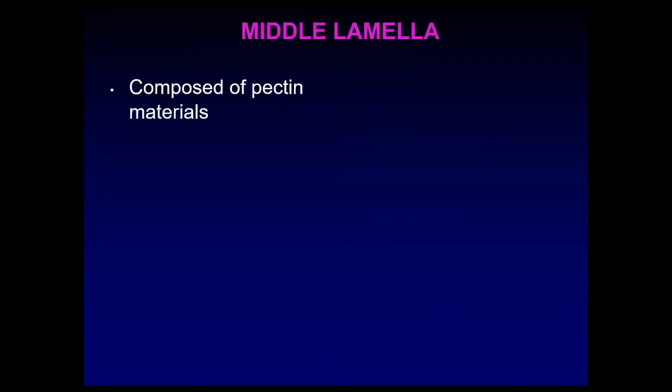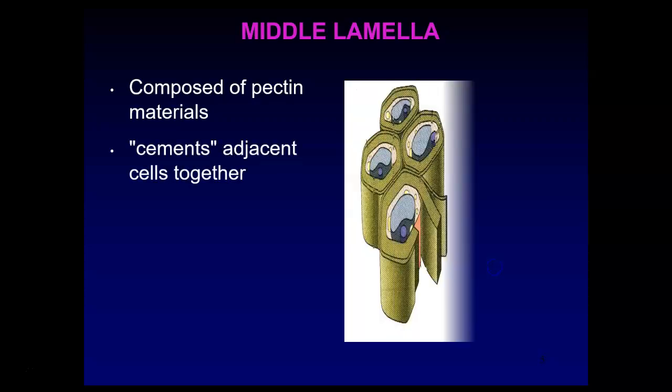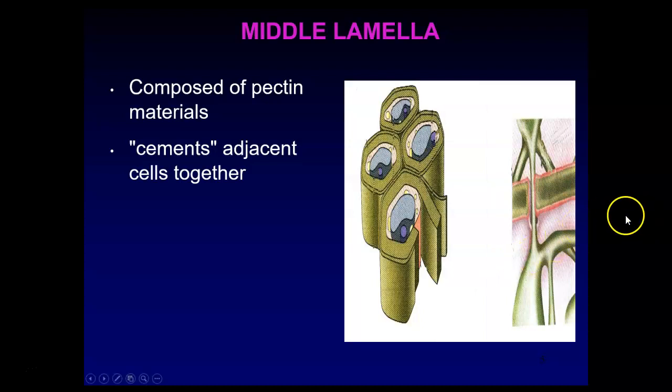The middle lamella, composed of pectin type materials. So this is what's going to glue those adjacent cells together. So it cements adjacent cells together. So those glues would be found in between each cell.